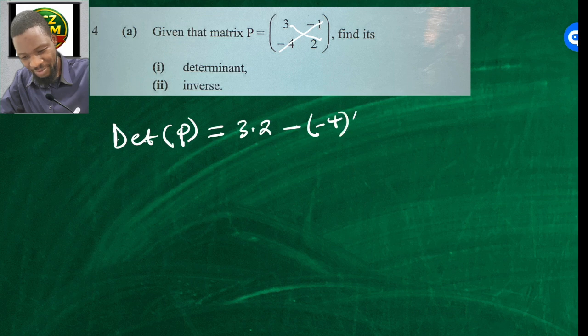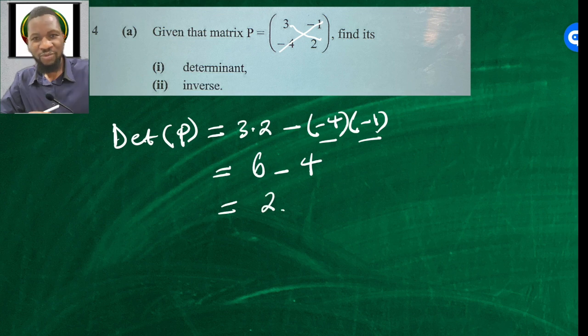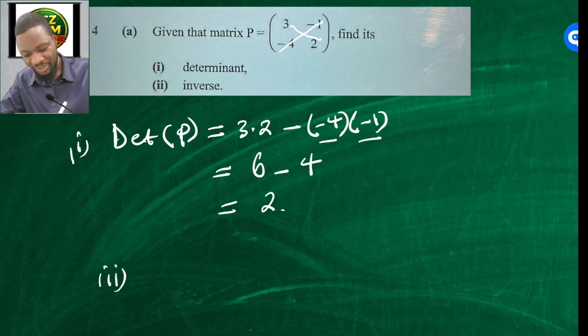So we have -4 multiplied by -1. Okay, so first forward, so this is just 6 minus -4 multiplied by -1 is 4. Then 6 minus 4 is +2. Okay, so you can see that the determinant here is not equal to 0. So we can proceed and find the inverse of this matrix.